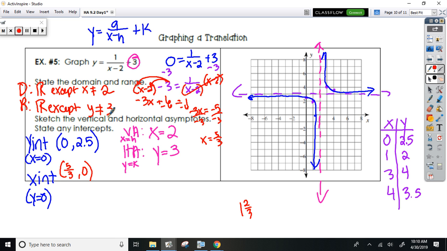All right, try the closure with your partner. You can use your graphing calculator.